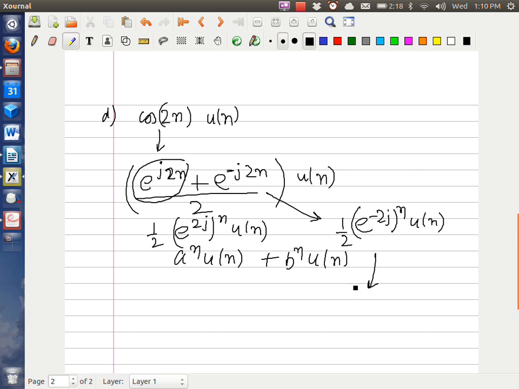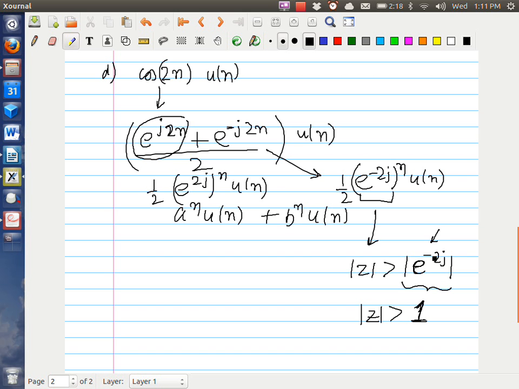And when writing the ROC, remember that here, for example, the ROC is going to be mod z greater than mod this guy. And does anybody remember the magnitude of this one? It's just a complex exponent. There is no magnitude to it. It's just one unit magnitude. So the ROC simplifies to just this. And it doesn't matter what you have here. E to the j anything, the magnitude is always going to be 1. Okay.